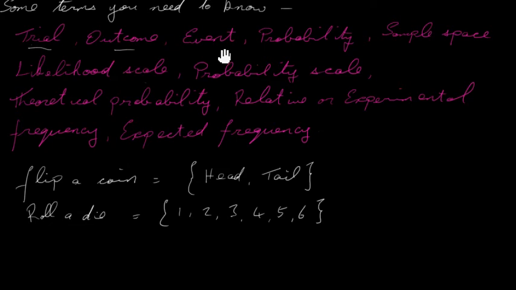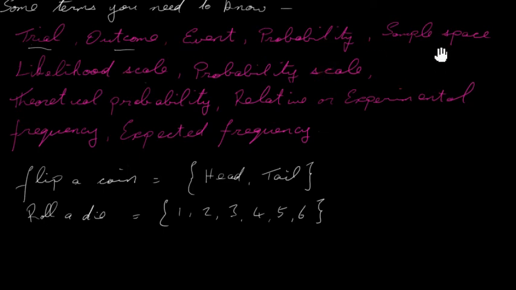An event then is the occurrence of one of these outcomes. So for example, if you roll a die and get a 5, that's called an event. Probability itself is just the measurement of the chance of an event happening. So we would generally use either the likelihood scale or the probability scale. I'll go through those in a few minutes.